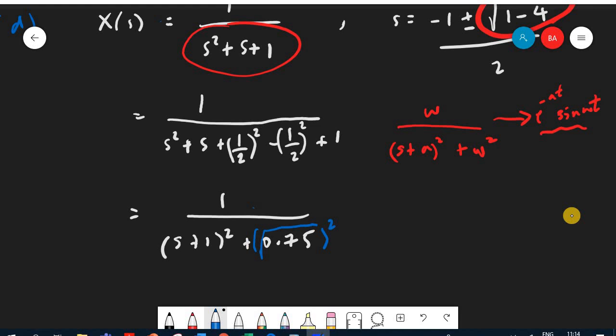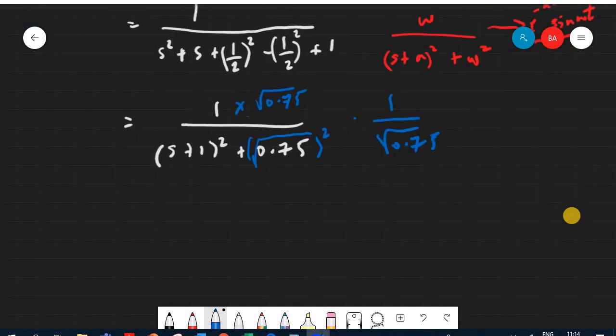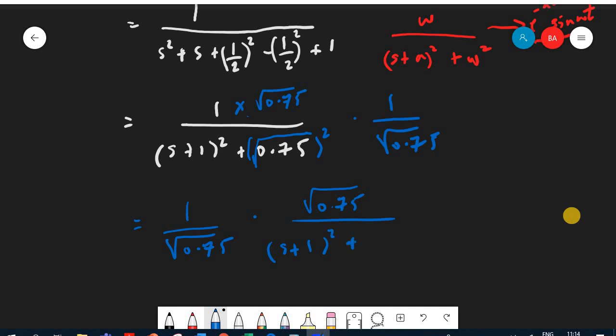Square. What did I do? I did nothing. I simply did nothing. I took the square root and then I did the square. Just to say that my omega was 0.75 under the square root. So I'm going to multiply here by 0.75 under the square root, and definitely I'm going to divide by 0.75 under the square root. So what do I have here? I'm having my term will be 1 over omega 0.75, and now I have my complete term, which looks like that: 0.75 over s plus a, the whole thing square, plus the omega that I have square.